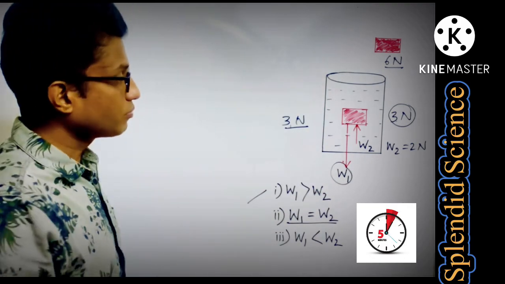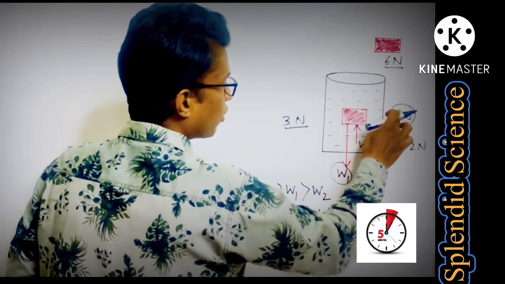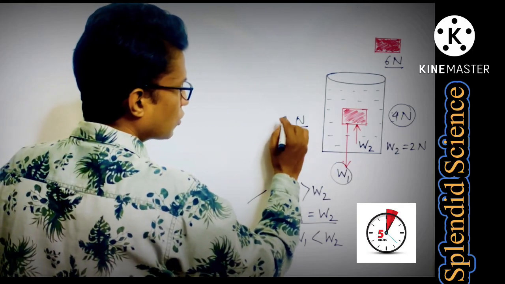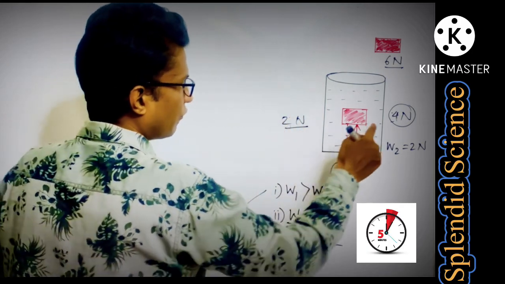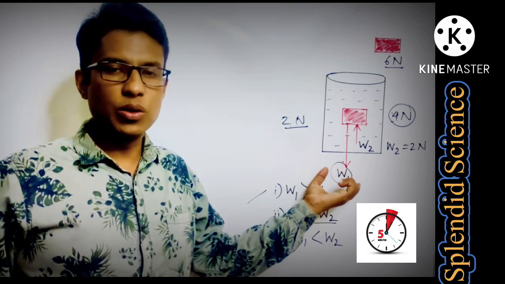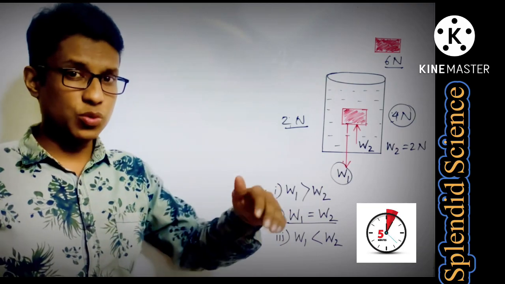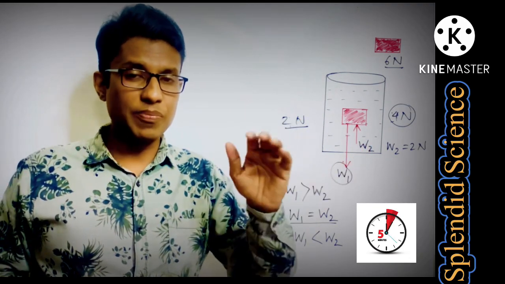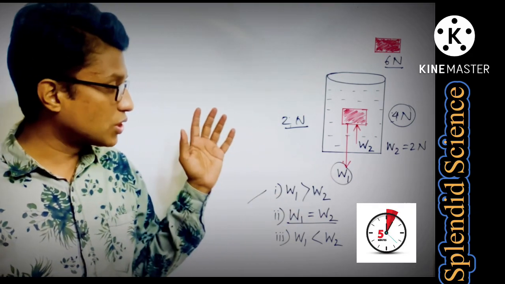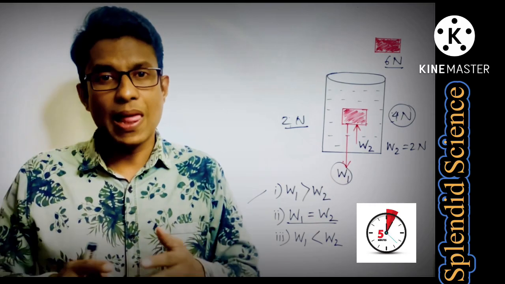But if it displaces some water which has a weight of 4 Newton, then the underwater weight will be like 2 Newton. That means the summation of 4 and 2 is 6 Newton. It means the underwater weight is less than the buoyancy. Condition number 3, the object will float but being partially submerged. So students, this is the concept of Archimedes principle and all about the buoyancy.